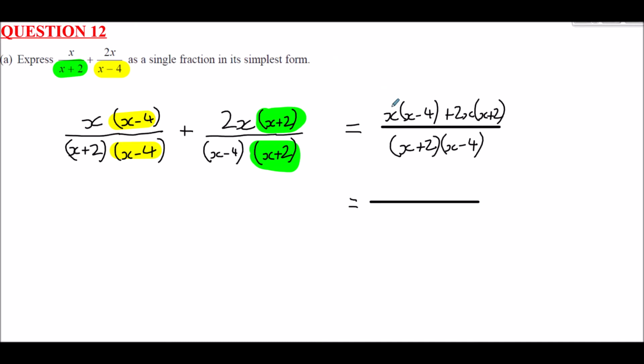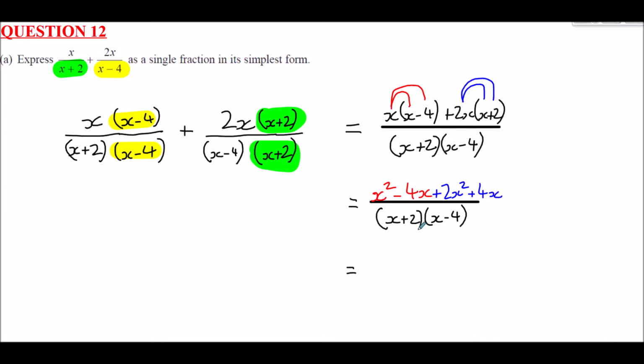So expanding out the top, x times x, and then x times minus 4. X times x gives x squared, x times minus 4 gives us minus 4x. The second bracket, 2x multiplied by x gives us plus 2x squared, and then 2x multiplied by 2 gives us 4x. Then the bottom we can leave as x plus 2, x minus 4.